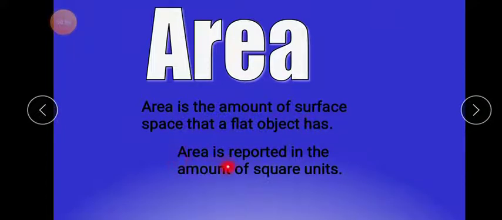Now area is reported in square units. For example, kilogram we write as kg, gram we write as g, rupees we write as Rs. Similarly, area we measure in the form of square units. Unit square means unit into unit, so the unit appears two times. For example, meter into meter, centimeter into centimeter, or kilometer into kilometer.